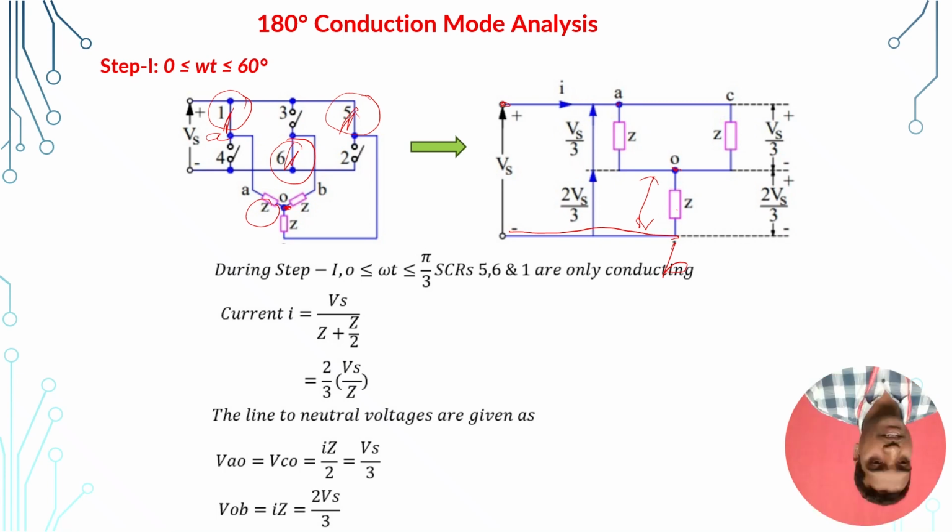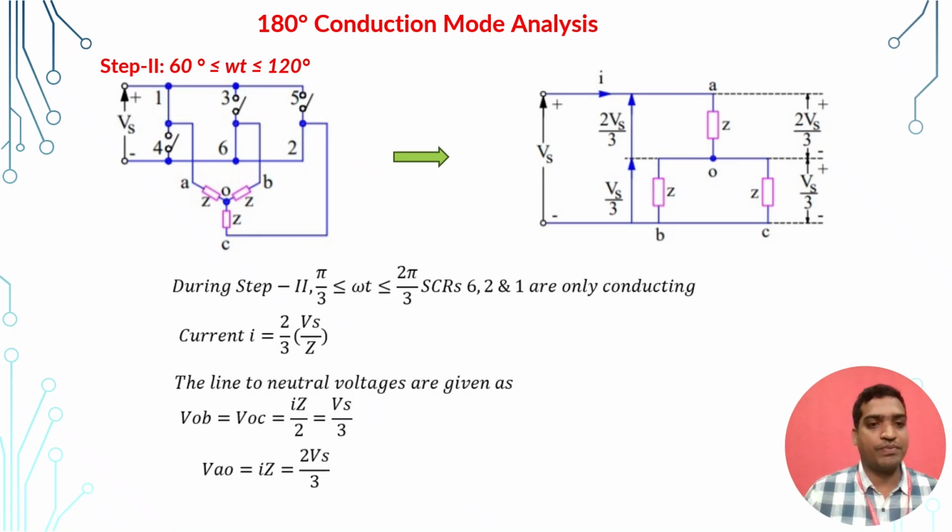In a similar fashion, coming to step 2, the interval between 60 degrees to 120 degrees. In this interval, from the previous slide, I showed which switches are turned on. From the positive group, switch 1 will be conducting, and from the negative group, switches 6 and 2 will be conducting. So this is the equivalent circuit diagram.